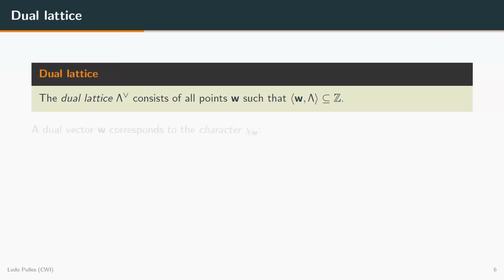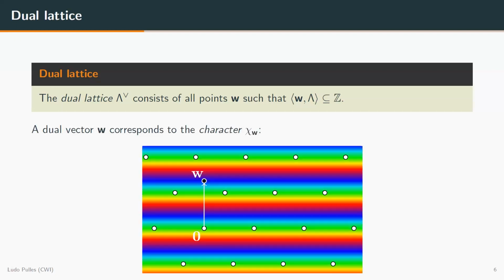And we want to solve this BDD problem by using the dual lattice. What's the dual lattice? It contains all the points that have an integer inner product with all of the primal lattice points. And how you can think about a dual vector is some kind of wave function that's periodic with the lattice.